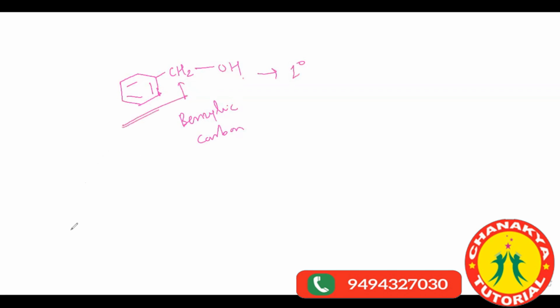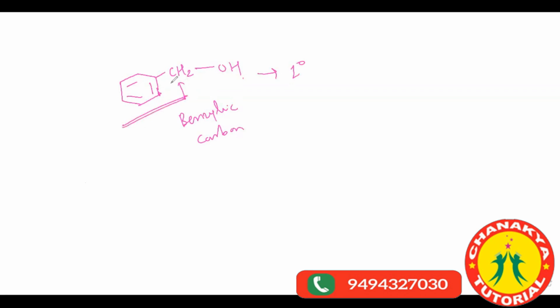What about the benzylic carbons? Can benzylic carbons be primary, secondary or tertiary or not? If I have drawn here benzene with alternate double bonds, and here is one CH2 group, this is your benzylic carbon, okay? And that should be attached to your OH, correct? So when it is directly attached to the CH2 group, it will be primary, correct? Your benzylic carbon or benzylic group.